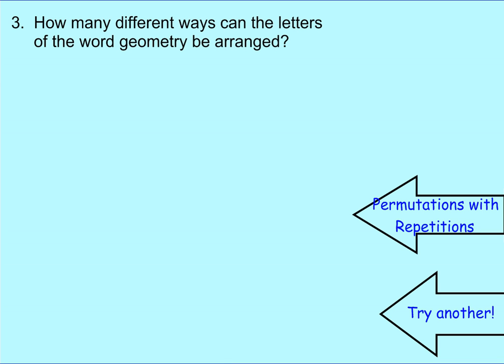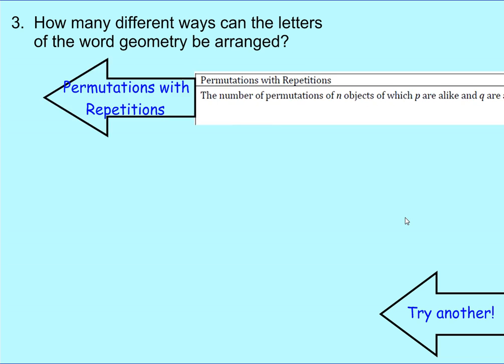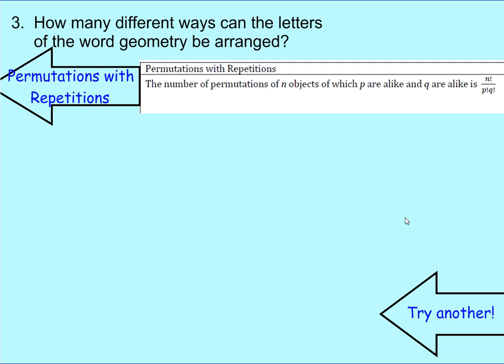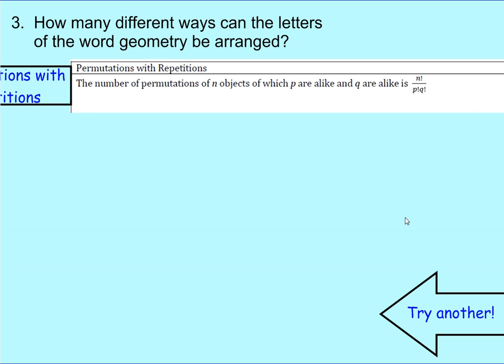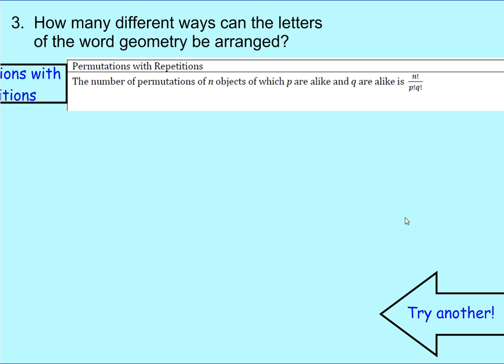So how many different ways can the letters of the word geometry be arranged? Anytime you have a repetition, the number of permutations of n objects of which p are alike and q are alike is going to be n factorial over p factorial times q factorial. So in geometry, you've got 2 e's, and that's a repeat. There's a total of 8 letters, and e is there twice.